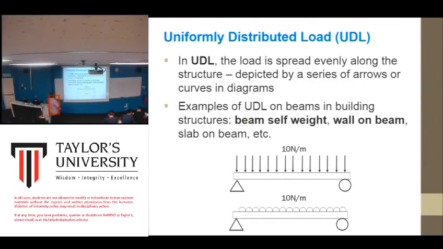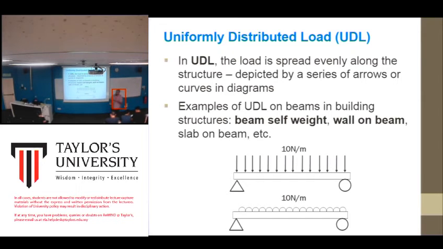Okay, UDL, uniformly distributed load. This is how UDL looks like. The load is spread evenly along the structure, depicted by a series of arrows or curve in diagram. This is the symbol of UDL, uniformly distributed loads. Examples of UDL are the beam self weight, wall on top of the beam, and then slab on the beam.